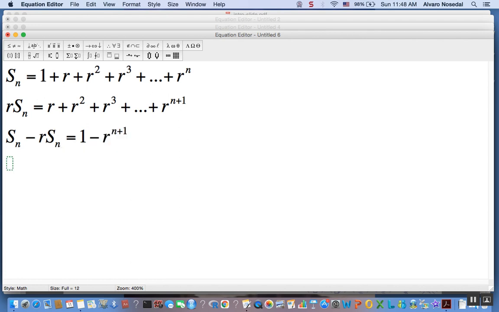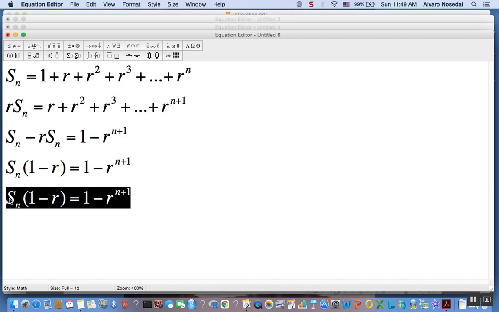Okay, so now let's factor out Sn on the left hand side. I have 1 minus r. On the right hand side you have 1 minus r to the power n plus 1. Finally, let's divide on both sides.